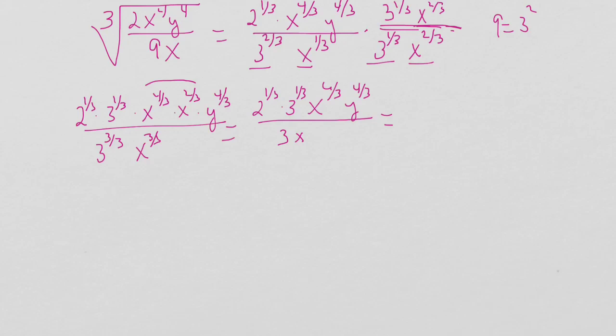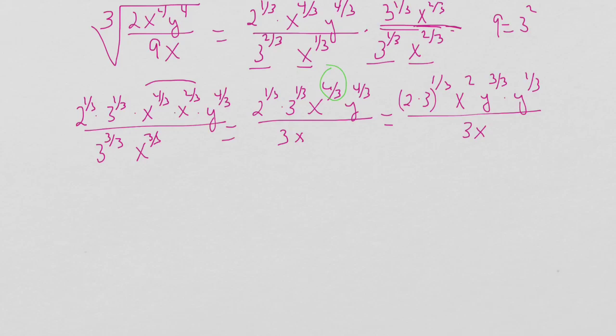Now, 2 to the 1/3 times 3 to the 1/3 is the same thing as 2 times 3, all to the 1/3. For x to the 6/3, 6 divided by 3 is 2, so I get x squared. And then y to the 4/3 is more than 1, so I can break that down as y to the 3/3 times y to the 1/3. And again, this is all over 3x.